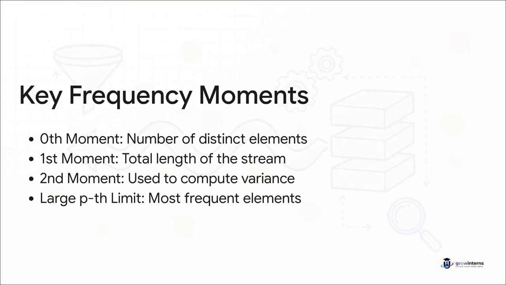To actually understand this river, we extract mathematical summaries called frequency moments as the data just flows right by us. The 0th moment calculates the number of distinct elements, like figuring out exactly how many unique credit card accounts made a transaction today without actually storing a single card number. The first moment is simply the total length of the stream. Then you have the second moment, which is incredibly useful for computing variance. Think of detecting sudden anomalies or DDoS attacks in network traffic. And as we push the limit to a large p, we identify the heavy hitters, the most frequent elements.